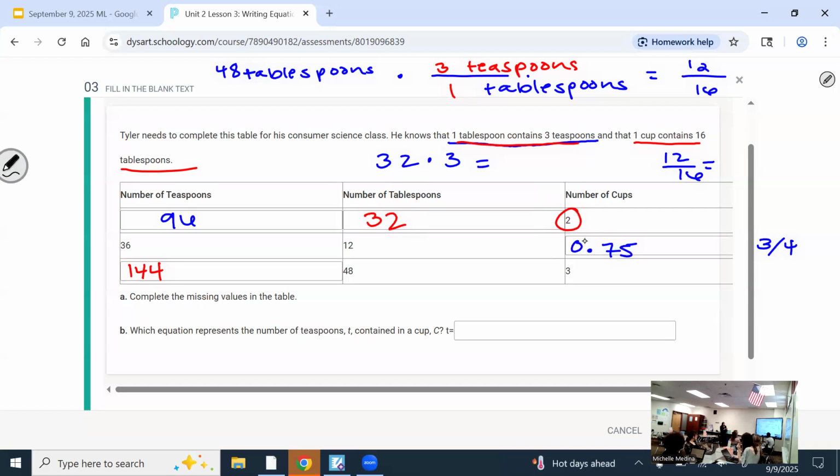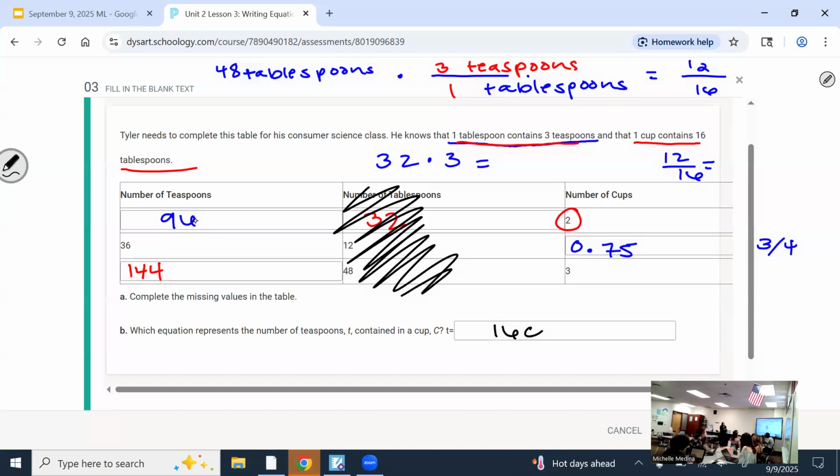Okay, so we want to do something to C to get something like 144. So almost like ignore this middle column. Pretend this is our table of values. What could we do to 2 to get 96? What could we do to 3 to get 144? What did we do to the 2 to get 32? Okay, we did 16 times 2 because that was the number of cups, right? So we'll do 16 times C, but that only gives us tablespoons. We want the teaspoons. What did we do from 32 to get 96?